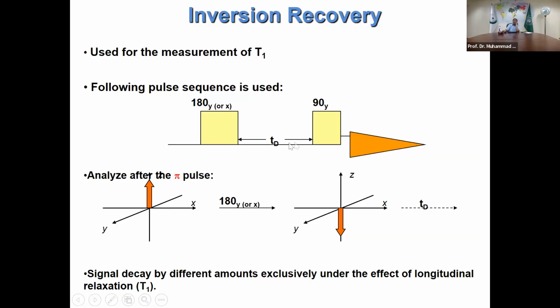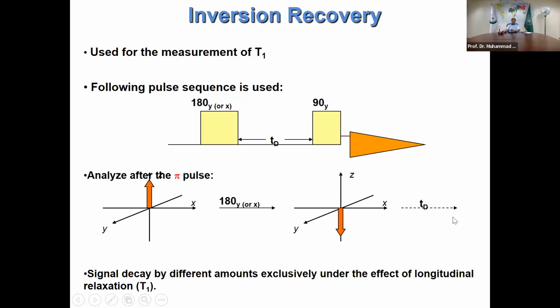And this is the longitudinal relaxation or T1 relaxation. After that, you give a 90 Y pulse and then you record the experiment. This is the inversion recovery. So with the 180 pulse, it goes down there, you give a time delay, and as you know, during this time this magnetization vector will try to go back to thermal equilibrium on plus Z.